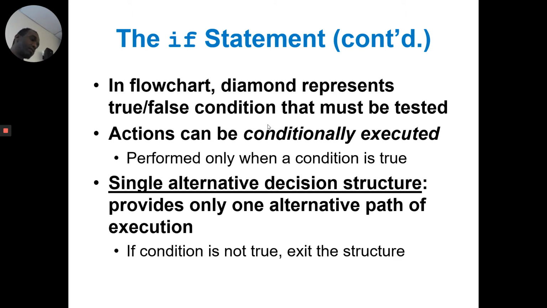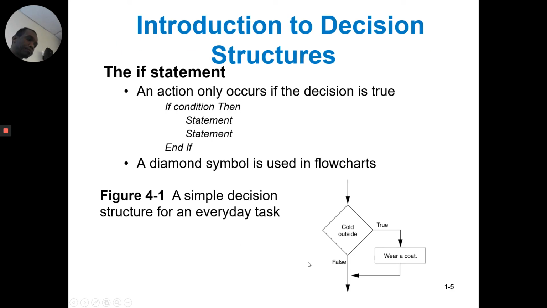Single alternative decision structure provides only one alternative path of the execution. If condition is not true, it exits the structure. So it kind of looks like that. So there's an action only occurs if the decision is true. So if condition, then statement, then end if. A diamond symbol is used in a flowchart. So here you have cold outside. If it's true, you wear a coat. If it's not true, it just exits.